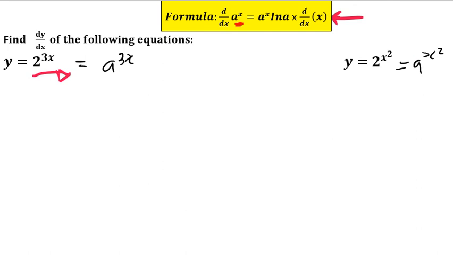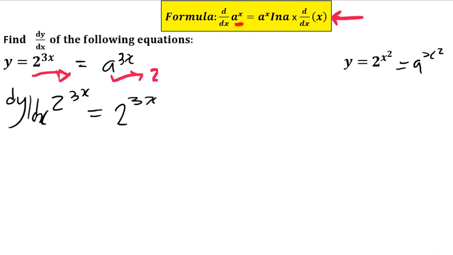So you just go to your formula sheet and apply this method here. There's nothing to simplify here, you just say dy over dx, then you write 2 to the power 3x, just following the formula sheet, guys. When they differentiate this, please note that your a is 2. So they are saying you have to write the question as it is. So you write 2 to the power 3x, then ln a, your a is 2, then multiply by d over dx.